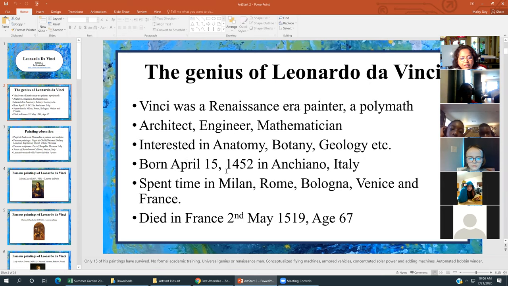So he was a polymath. A polymath is a person who knows a lot about a lot of things, okay? So he was not just an engineer, not just a painter, but all of these things. He was born in 1452, okay? And he died at the age of 67 in 1519, okay? He spent a lot of time in Milan, Rome, Bologna, Venice, and France.